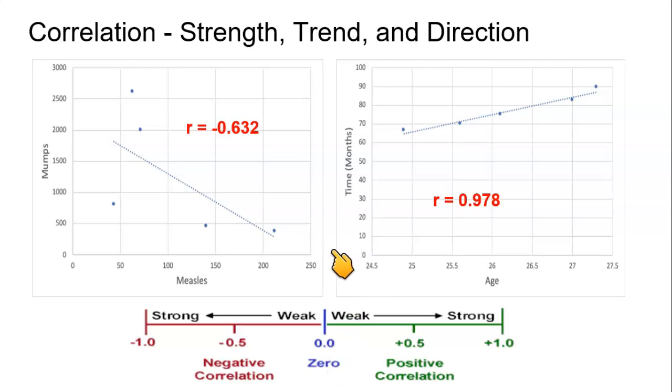So here I have two examples with two different quantities. Remember, the x-axis is our independent quantity and the y-axis is our dependent quantity. In this graph, we're comparing mumps and measles. In this graph, we're comparing time in months to age. So you don't have any other background information. But you've noticed in the second graph, the R value is quite high. It's very close to 1.